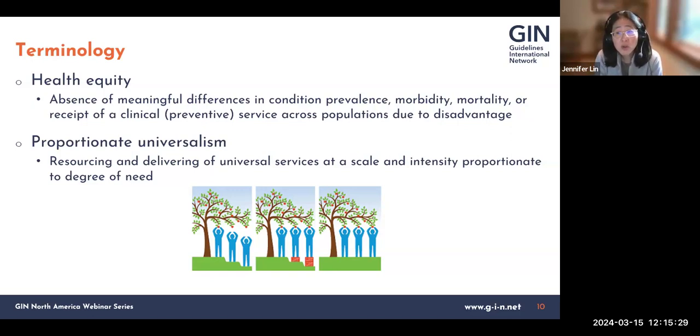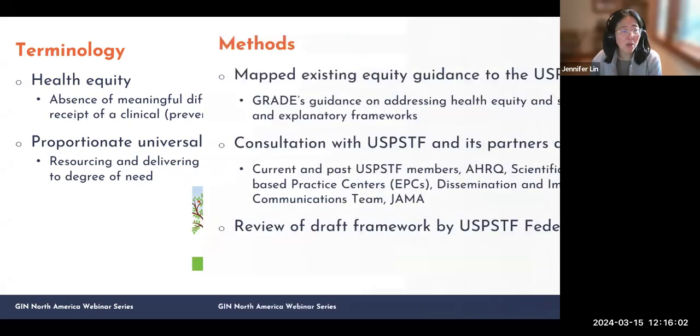I also want to introduce another term that may or may not be familiar to folks. This term was coined by Sir Michael Marmot a long time ago, which I think is particularly salient to how we might achieve health equity within healthcare. And this is proportionate universalism, which is basically defined as needing and resourcing and delivering universal services at a scale and intensity proportionate to the degree of need, which I really think is central to health equity rather than health equality.